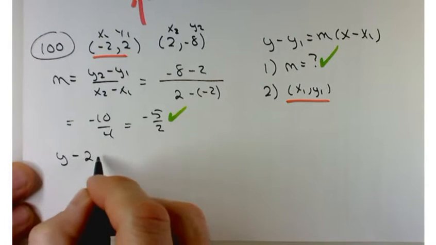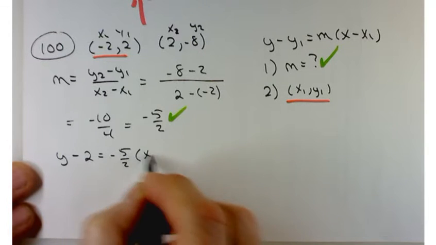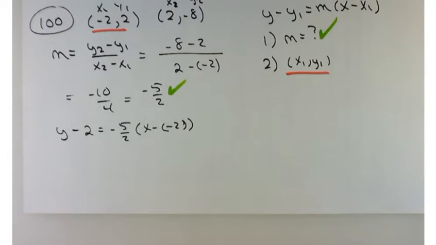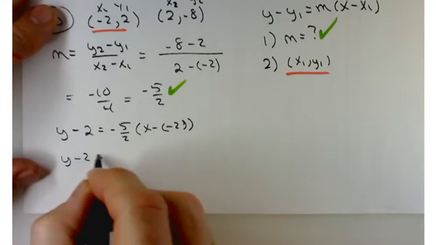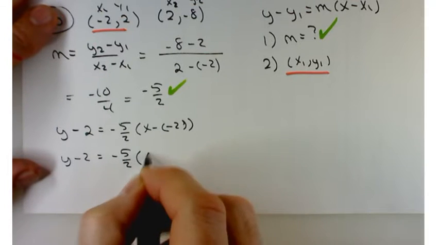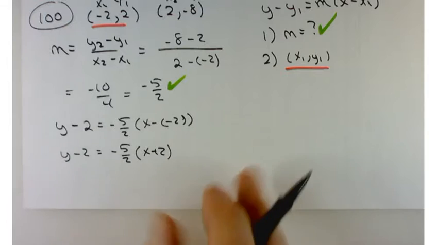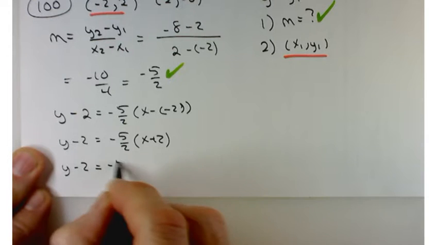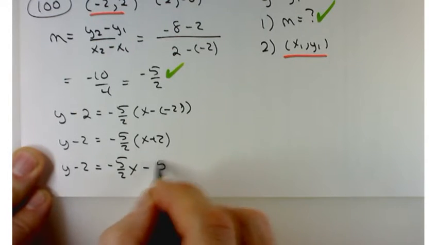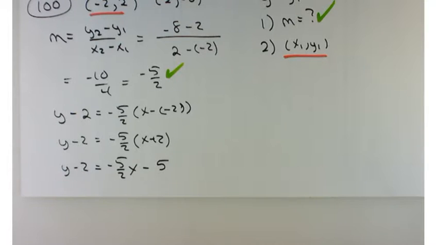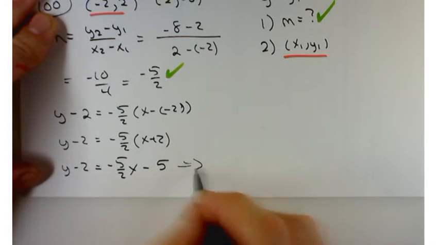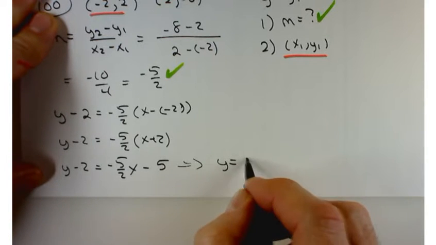Y minus 2 equals negative 5 halves times x minus negative 2. Y minus 2. I'm going to take just a second and get rid of the double negative there. If I distribute, the 2 is going to cancel out with the denominator of the slope. So just leave me with a -5. And then last but not least, I'll add 2 to both sides.